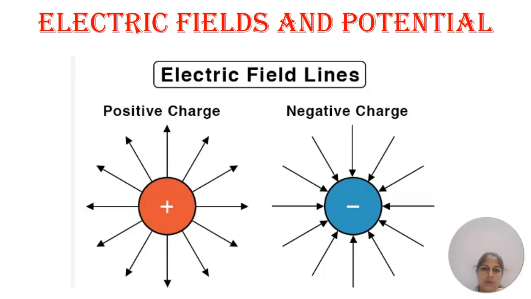Electric fields and potential. Every charged object creates an electric field around it. This field shows the direction and strength of the force that another charged object would experience if placed nearby. Electric field lines point away from positive charges and toward negative charges.